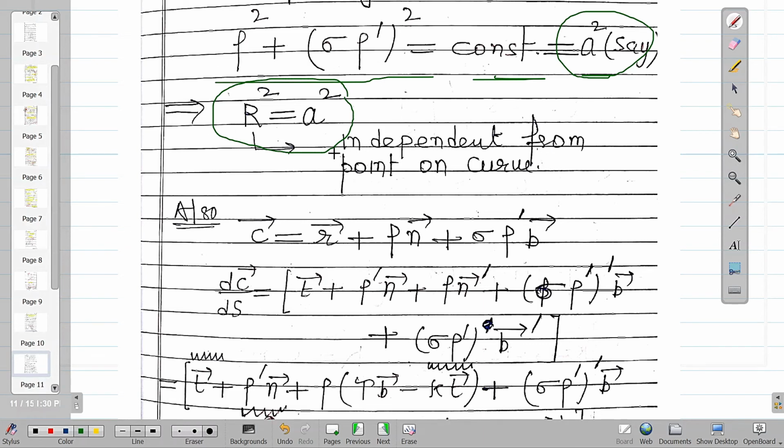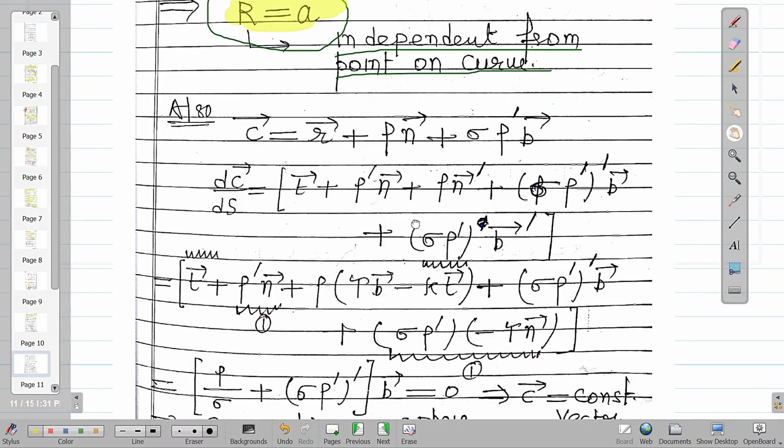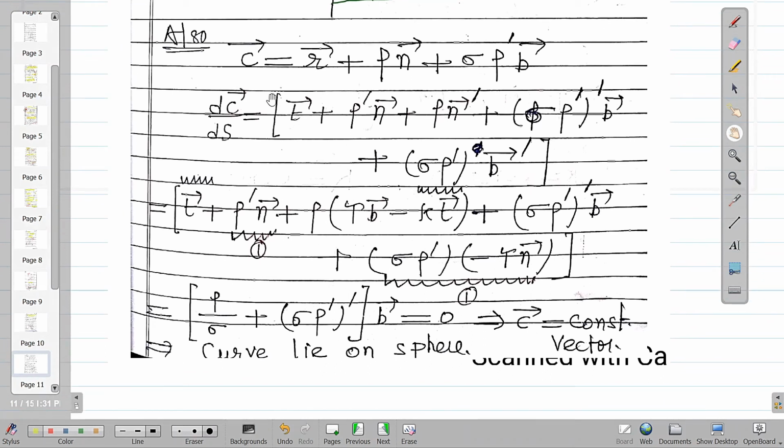Now if they are equal, then it means it is independent from the point on the curve, because they are constant. So r is constant. So it means it is independent from the point on the curve. In addition to this part, we also know that this C vector can be written in this form.